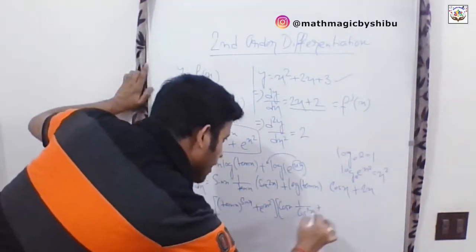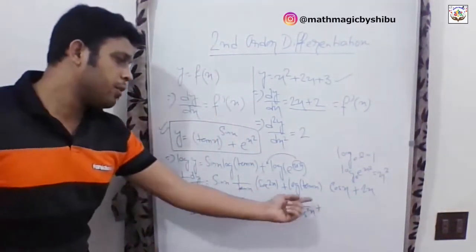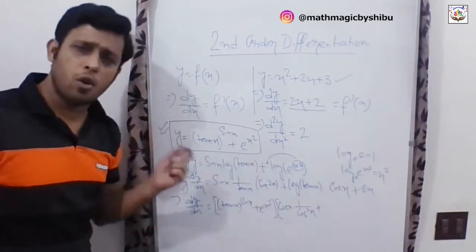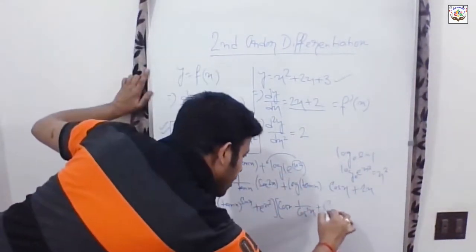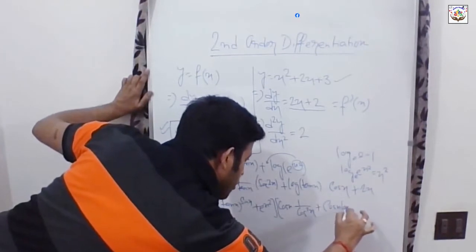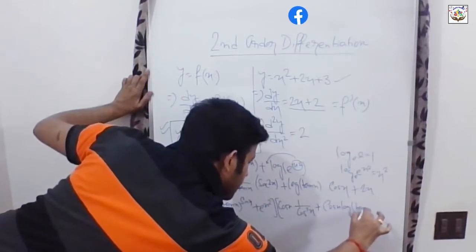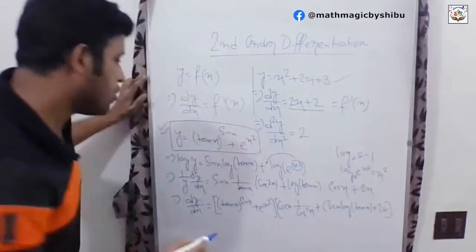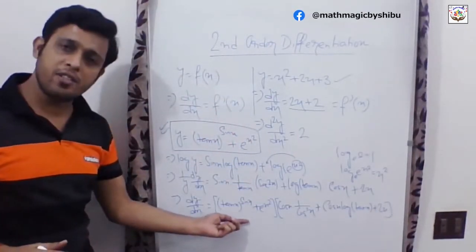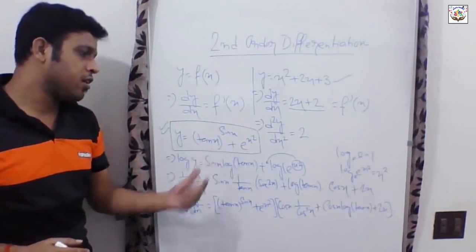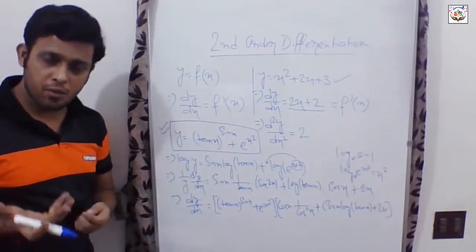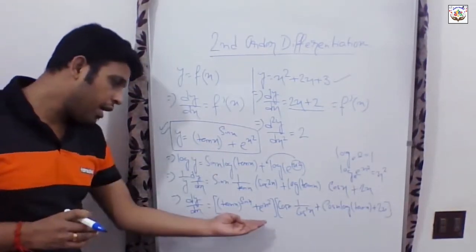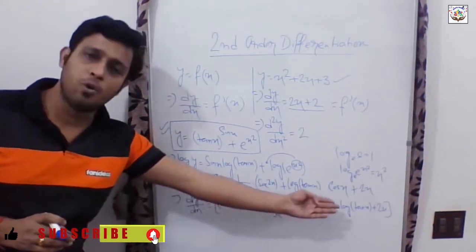Okay, and here we can just write cos x into log tan x, nothing else to add here. Cos x into log tan x plus 2x as it is. So this is the first order differentiation of this function. To do the second order differentiation, what we need to do? We just need to again differentiate this whole part.